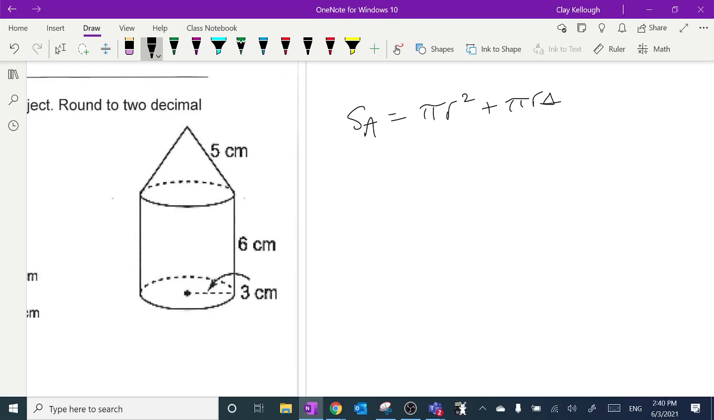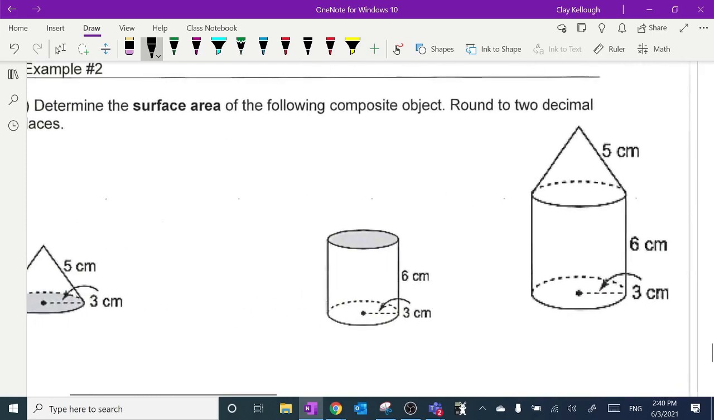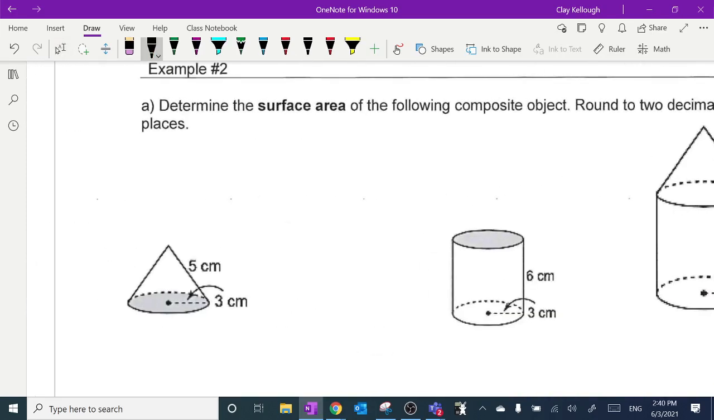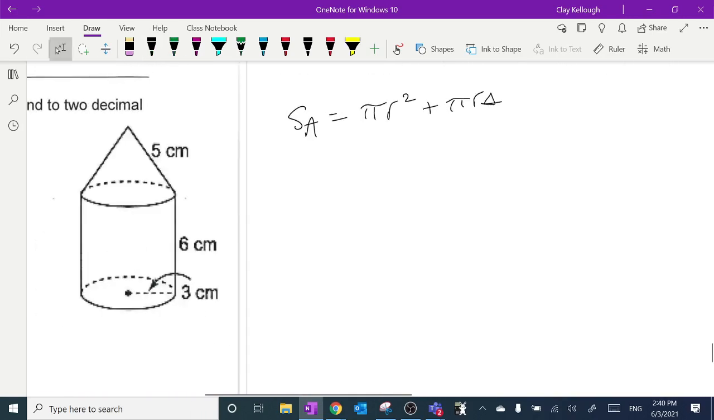Okay, anyway. It's pi r squared plus pi r s, right? That is the surface area of a cone formula. But look at the cone I've got. I don't want to calculate the shaded part. So what do I do about my formula? Any ideas? You could turn on your microphone and tell me if you don't want to type it. What do I do with this formula if the cone I'm calculating doesn't have a bottom? Any ideas?